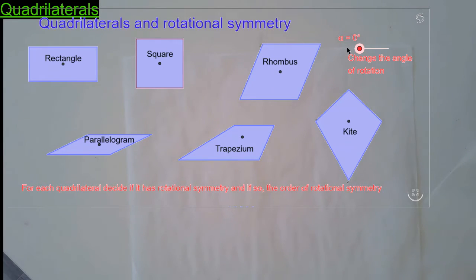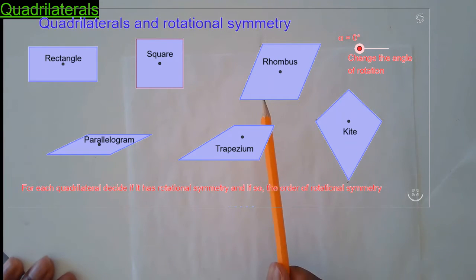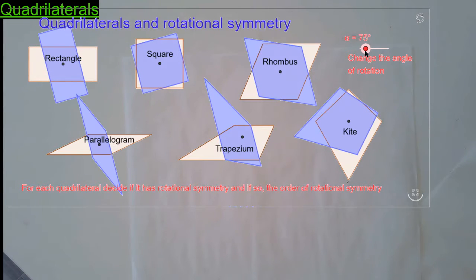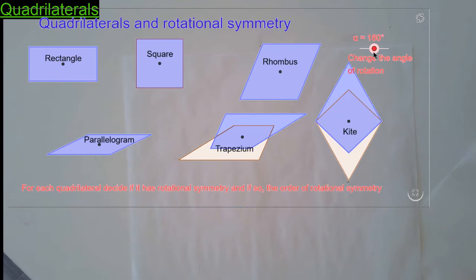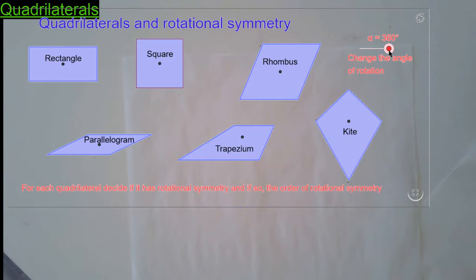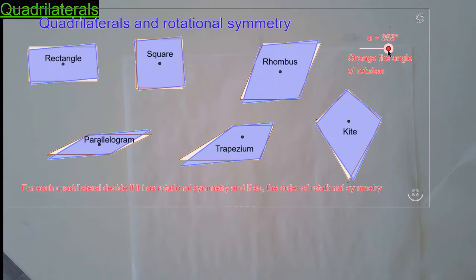You might have already done this, but the one I want to focus on is the rhombus. You can see the rhombus right here. So I'm going to keep a count now. That's once, sorry, fits once so far, twice, back to where I started. So what we say is that the rhombus has got a rotational symmetry of 2.